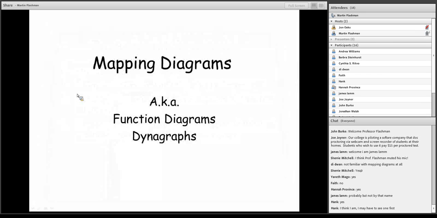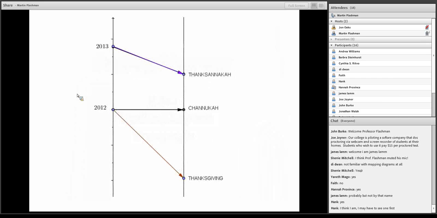which is about mapping diagrams. They're also called function diagrams and dynagraphs. So here's an example of a mapping diagram that has actually two functions. One function gives you the day of Thanksgiving, and the other gives you the day of Hanukkah. And in 2012, we had different days for Hanukkah and Thanksgiving, but in 2013, they're the same day, so we get that Thanksgivukkah.